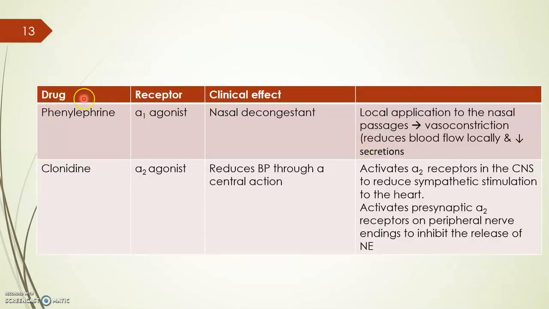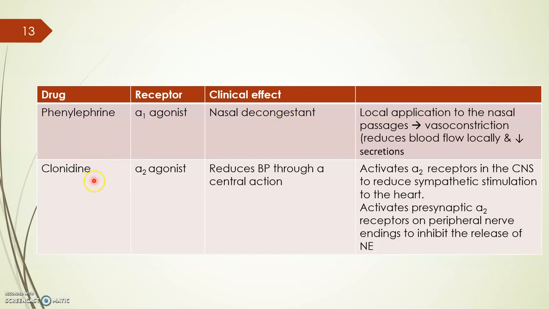So we have phenylephrine, for example, an alpha-1 agonist. This drug is used as a nasal decongestant. When you apply this drug locally to the nasal passages, it will cause vasoconstriction. So it causes constriction of the vessels, and this will reduce blood flow locally and also reduce secretions. So you have less nasal secretions. That's why it's useful as a nasal decongestant.